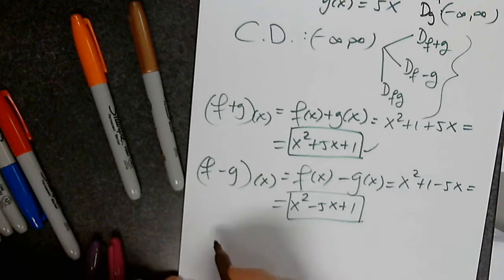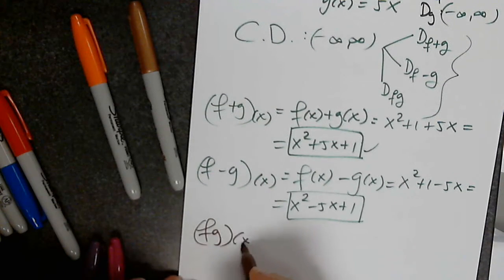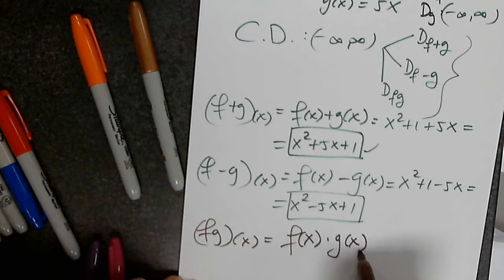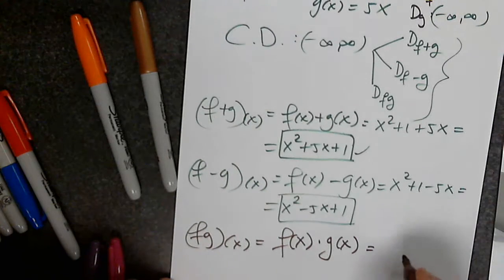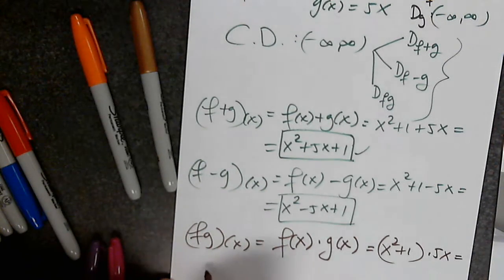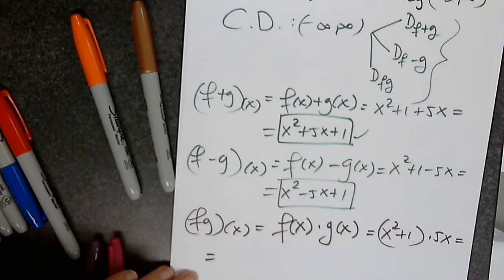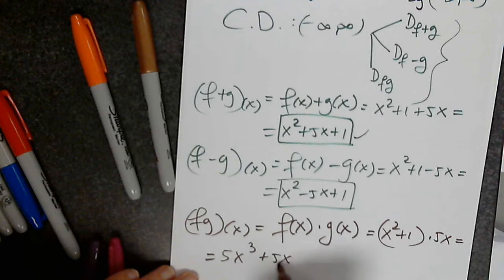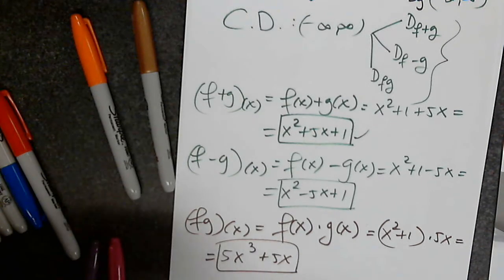Okay, next one is the product. The definition is f of x multiplied by g of x. So then f of x, which is x squared plus 1, multiplied by 5x. I have to distribute, and I get 5x cubed plus 5x. And it's done. There's nothing else.